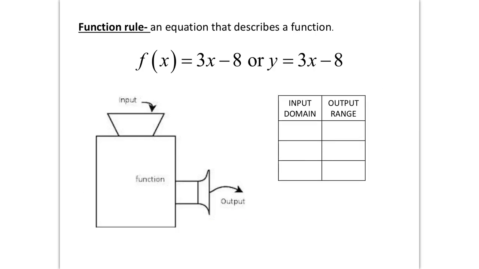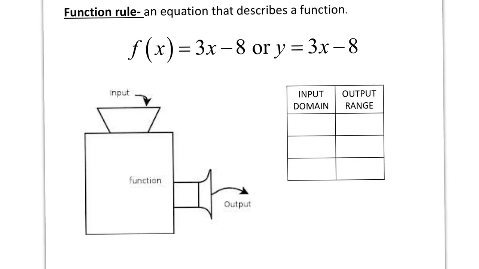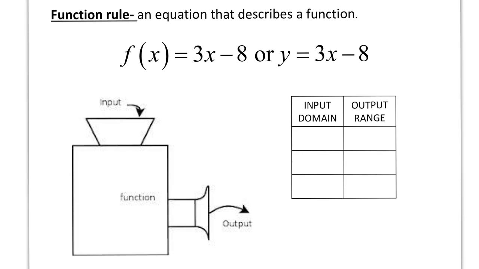Now, how does an actual function work? Here you can see that I do have a function rule, the one I showed you, the equation that describes the function. You see the definition up here, f of x equals 3x minus 8, or you can say y equals 3x minus 8. So a function works like a machine. Just like the picture here, this machine is the function, and you are going to input, you're going to put in a number, and the machine is going to do its thing, and it's going to give you an output.